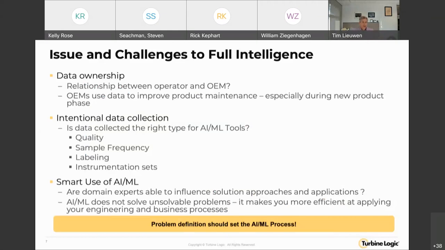There's also this issue around data collection, really being intentional about what data is being stored, collected, sampling frequency, labeled, and so forth. And then the last thing, as I mentioned, is smart use of artificial intelligence and machine learning. In many cases where we get involved, we work with companies where there's an enterprise whiz-bang solution that the executive suite has bought into and it's being propagated across the organization. And that's fine, that's great. But you can't use it to solve unsolvable problems. But then also there's the need for domain experts to be able to work with those packages and take that experience and that underlying understanding of these physical assets and bring that to bear.